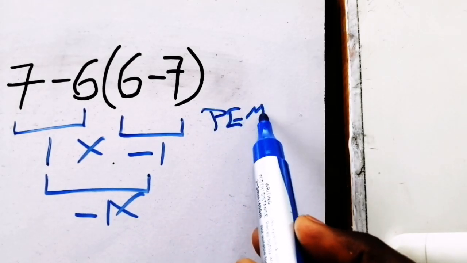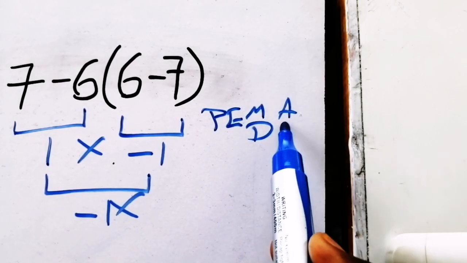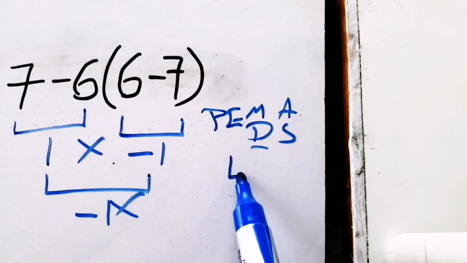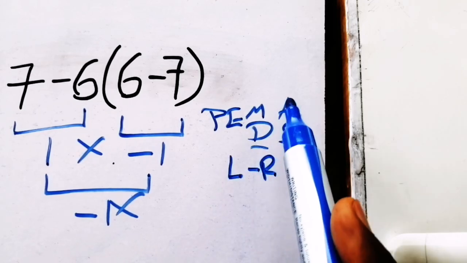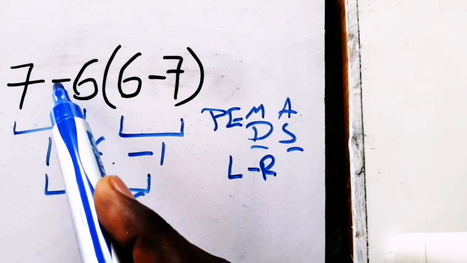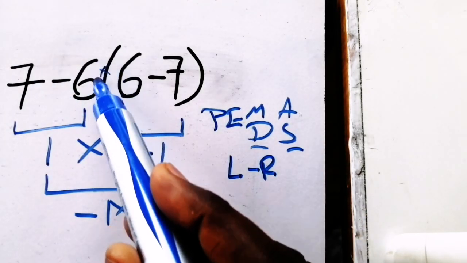exponent, then multiplication or division, and finally addition or subtraction. Remember that multiplication and division have equal priority. We have to work from left to right. The same applies to addition and subtraction. In this expression there is one subtraction here and one multiplication here.